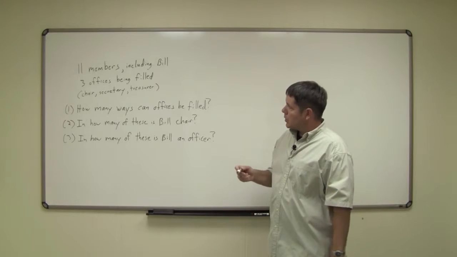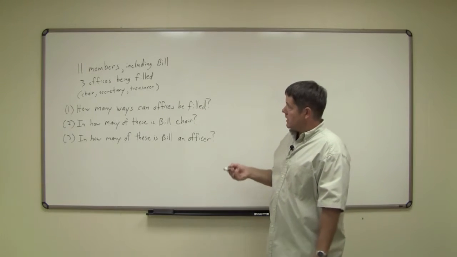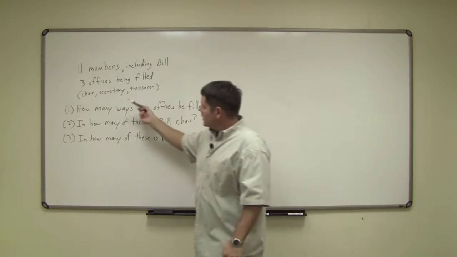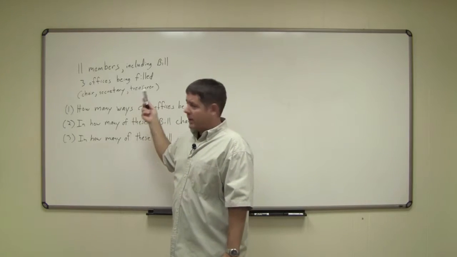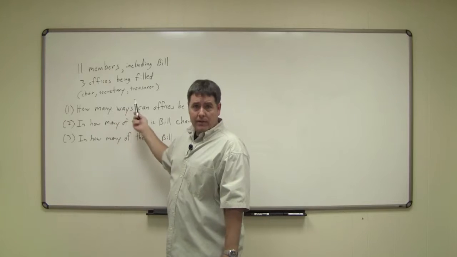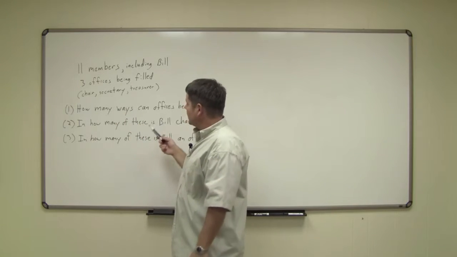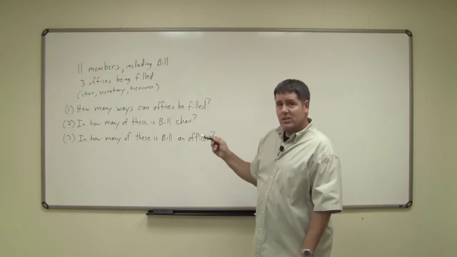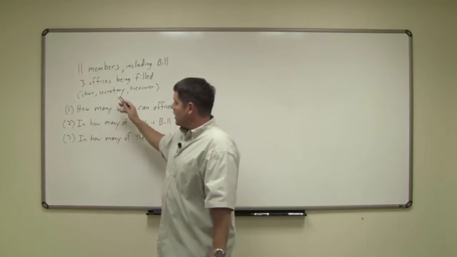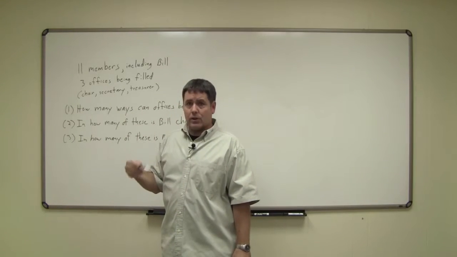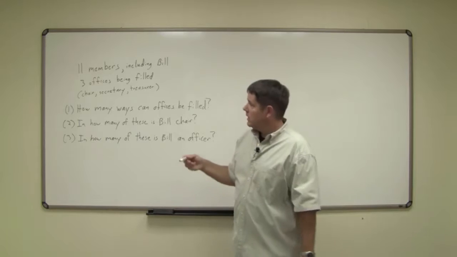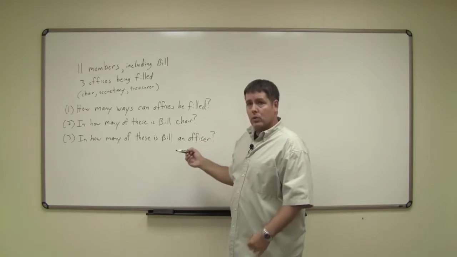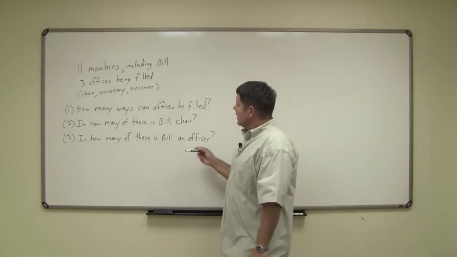In this problem, we're told that we have 11 members on a committee, including someone named Bill. And there are 3 offices that are being filled, and in the textbook they name the offices. In the web work they don't. Nonetheless, just as a side note here, if they don't name the offices specifically, but they still say there are 3 distinct offices being filled, you still have to consider this to be an order matters situation.